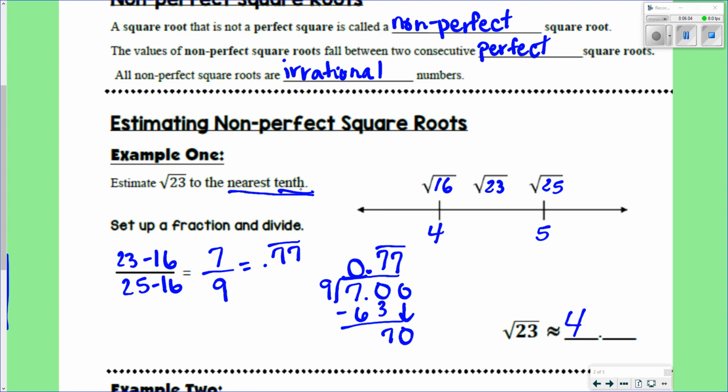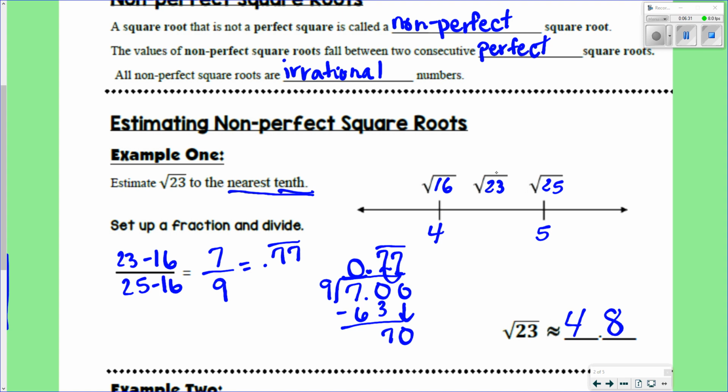Okay, since we are going to round to the tenths place, we're going to look at the hundredths place. And this is 5 or greater, so that's going to bump up to 8 tenths. All right, so the square root of 23 is about 4.8. And that's how we estimate our non-perfect square roots.